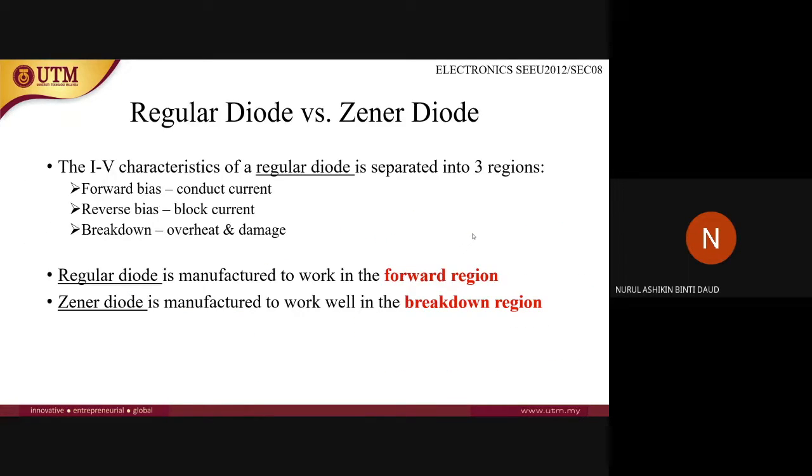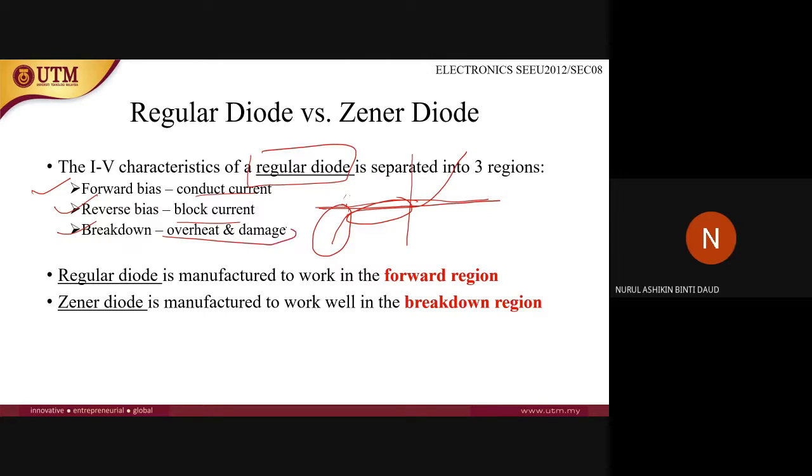So here is the difference between a regular diode and a Zener diode. A regular diode can be separated into three regions. Forward bias, where it will conduct the current. Reverse bias, where it will block the current. And the breakdown region. The graph will look like this. At this reverse bias, it will block the current. But for the breakdown region, the diode usually overheats and is damaged.